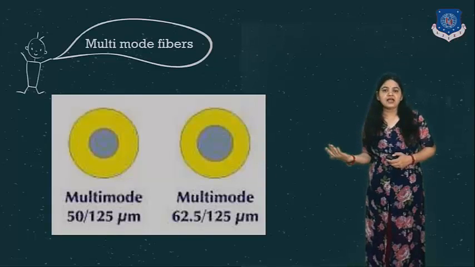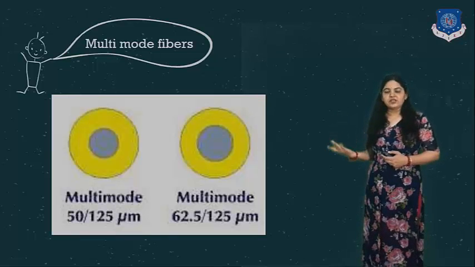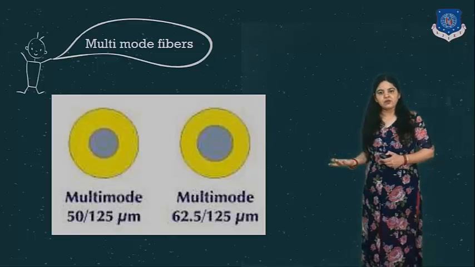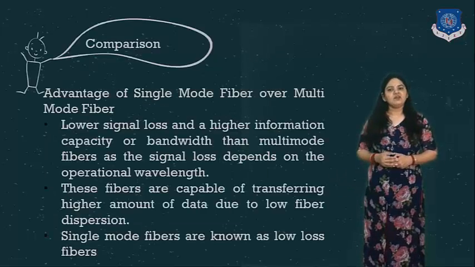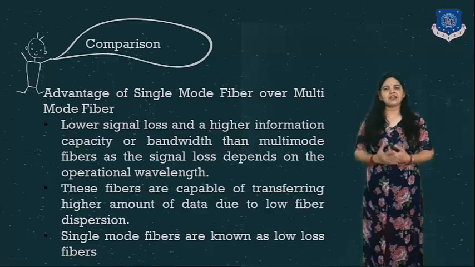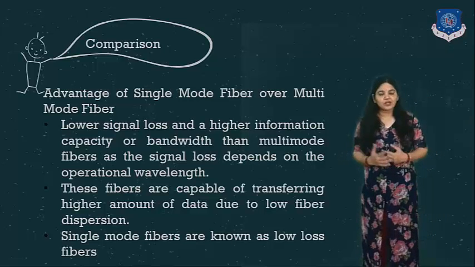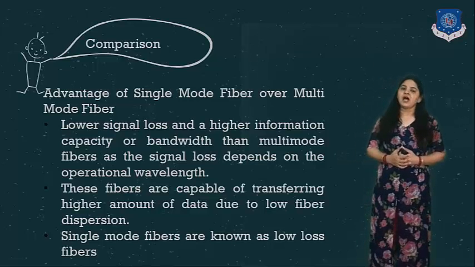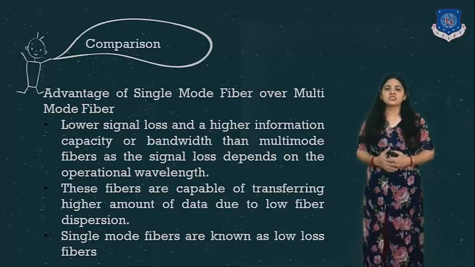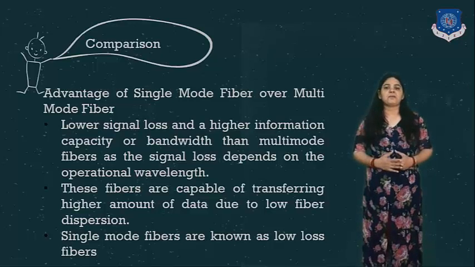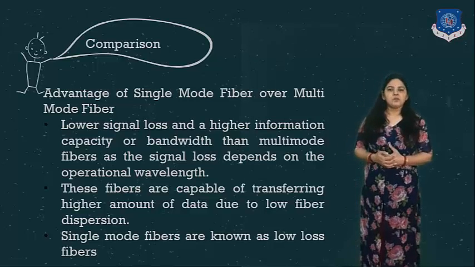Here you can see multi-mode fibers of different diameters: 50 or 125 micrometer, and again 62.5 or 125 micrometer. Now, what are the advantages of the single mode fiber over the multi-mode fiber? Only one mode can be transmitted using the single mode fiber, and more than one mode can be transmitted using the multi-mode fiber. There is lower signal loss and higher information capacity, or bandwidth, in the case of single mode compared with multi-mode.